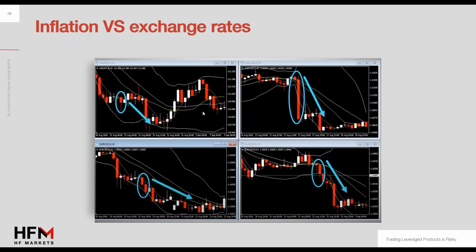Also, how does the US inflation rate affect minor currency pairs such as euro yen? Very, very well. Okay, I'll come in a bit.